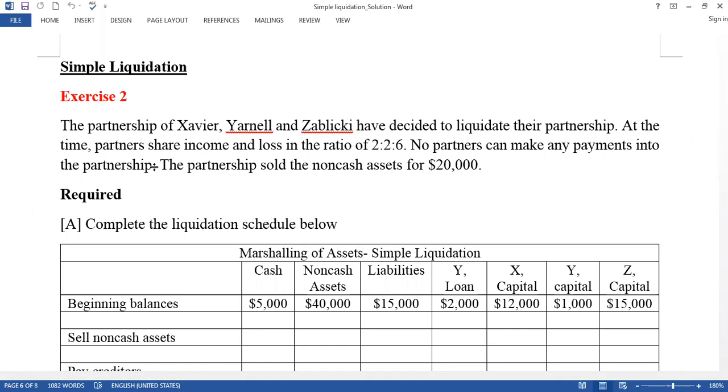So you have to understand exercise 1 and 2 very carefully. Exercise 1 said that if you have capital deficiency, you can bring this cash from your personal asset. But question 2 said that you don't have ability to bring any personal asset, right?